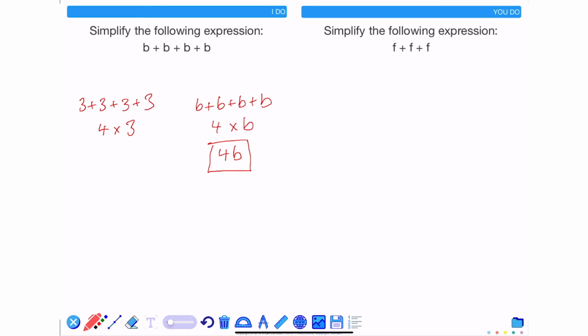So here I have f plus f plus f. I have 3 f's. So the alternative way of writing this same problem would be to have 3 times f. And as we saw on the left hand side, anytime I've got a number being multiplied by a letter, we write them together as 3f and secretly know that this means 3 times f. This is the final answer to the question.